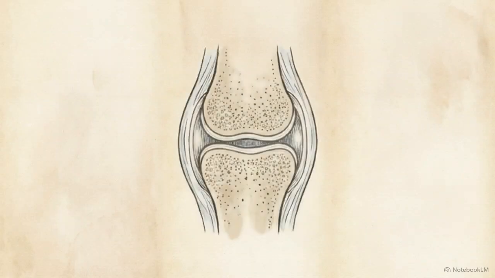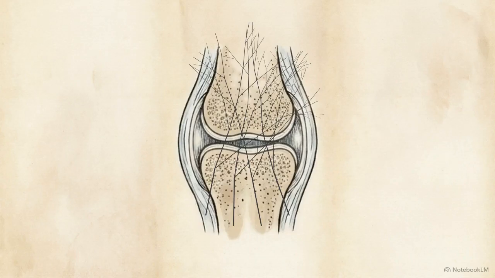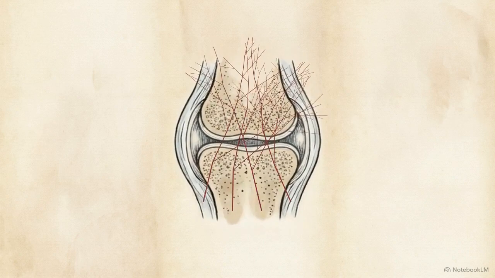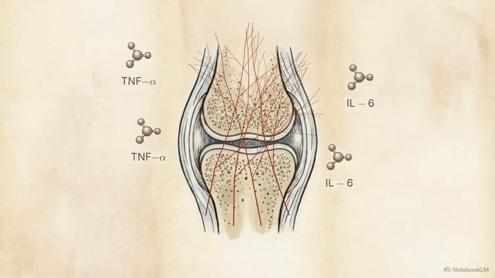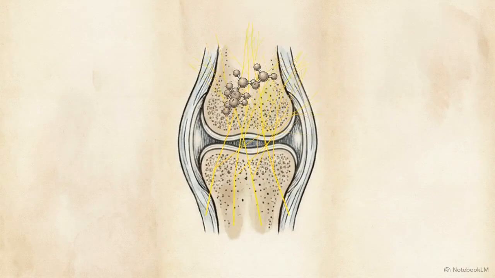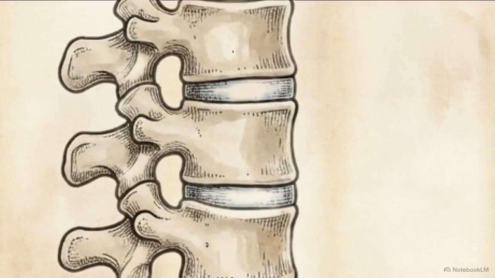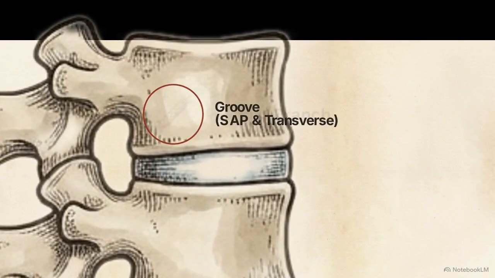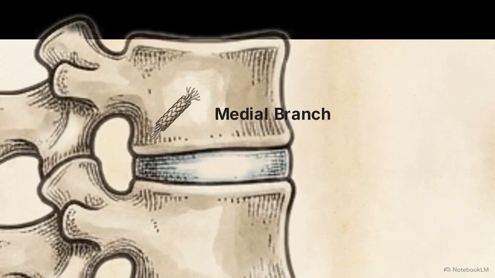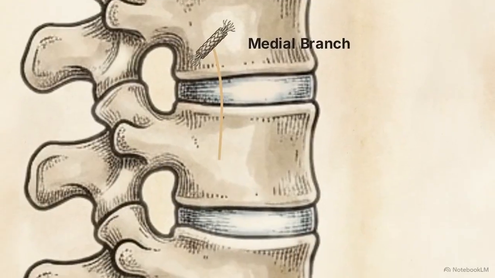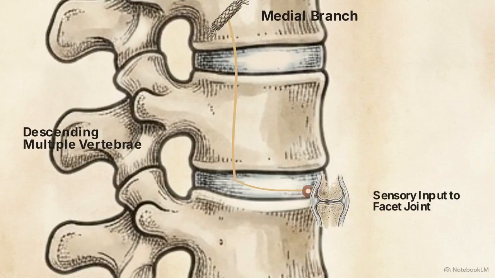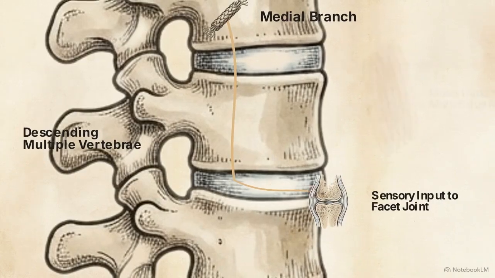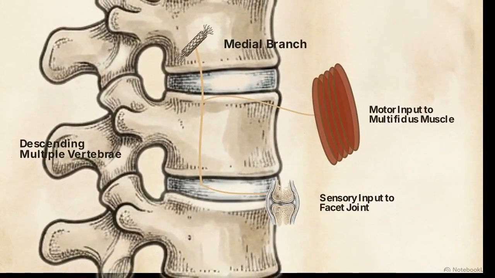The capsule is densely packed with sensory nerve endings that fire when exposed to mechanical stress and pro-inflammatory cytokines, specifically TNF-alpha and interleukin-6. Pain signals travel through a specific conduit, the medial branch, coursing through the groove formed by the articular and transverse processes. Descending multiple vertebrae, this nerve provides both the sole sensory input to the facet joint and motor input to the stabilizing multifidus muscle.